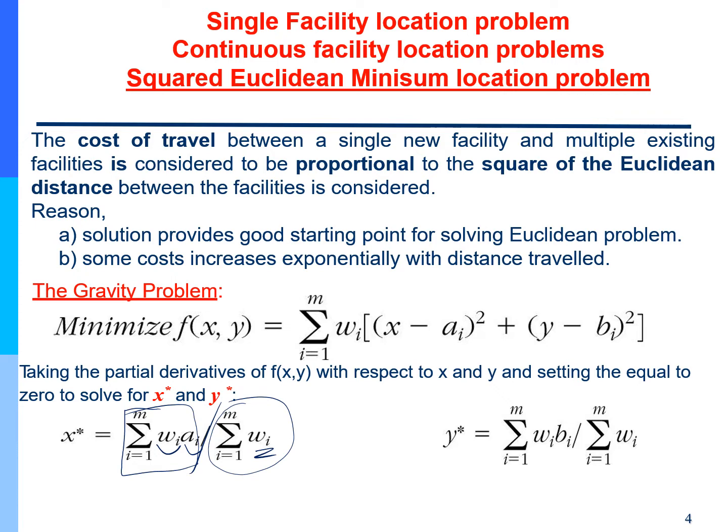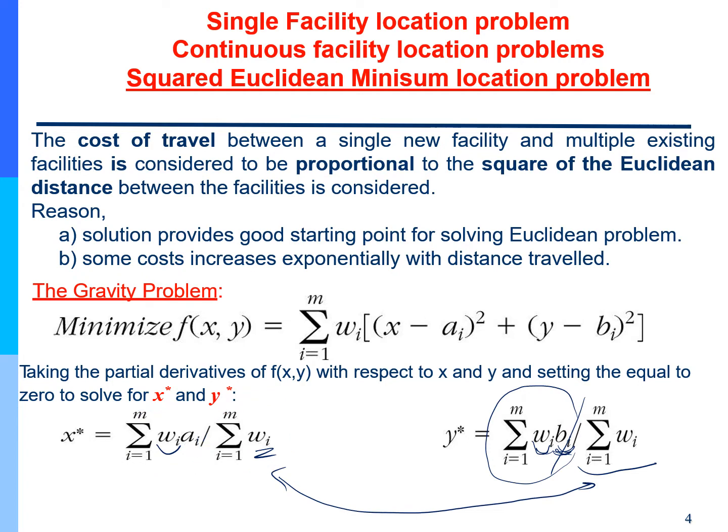Look at y, what we do. We multiply the weight of a facility with its y coordinate, and then we add these for all existing facilities, and divide it by the total weight. And if you look, the denominator in both equations is the same. It is the sum of the weights. And actually, it is a very simple formula.